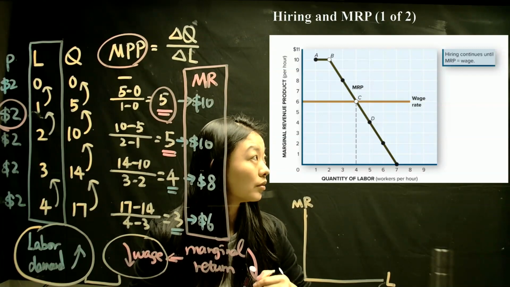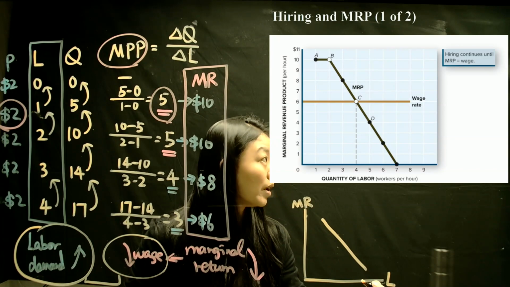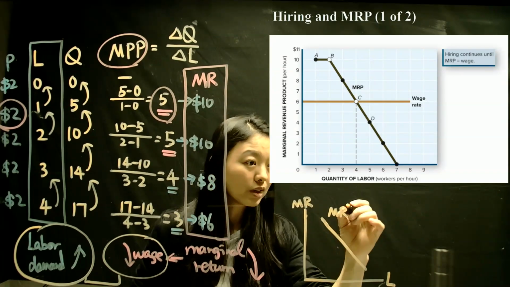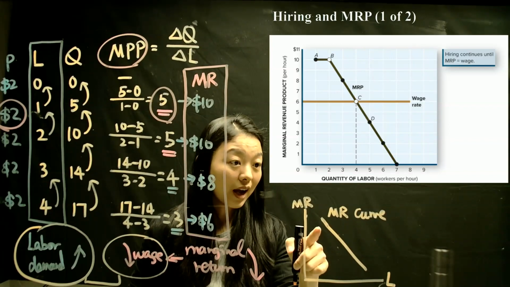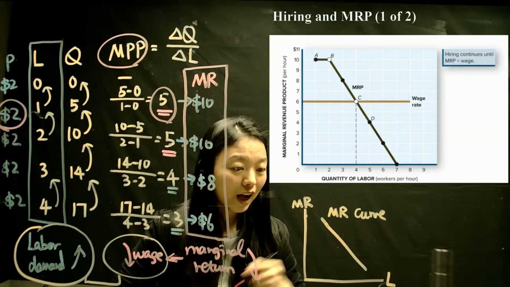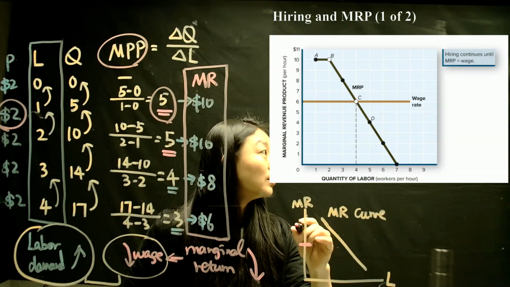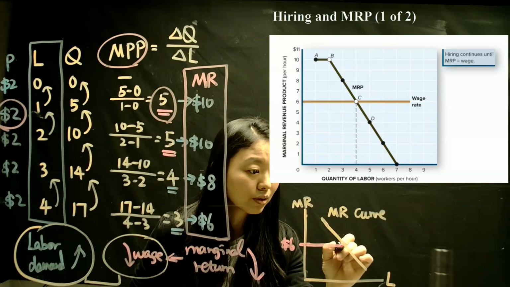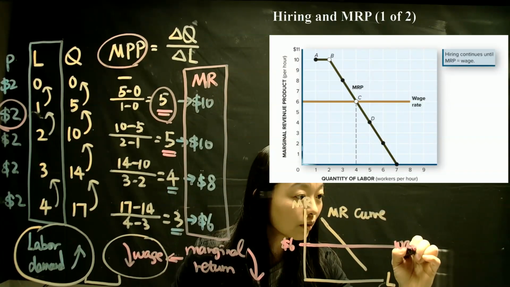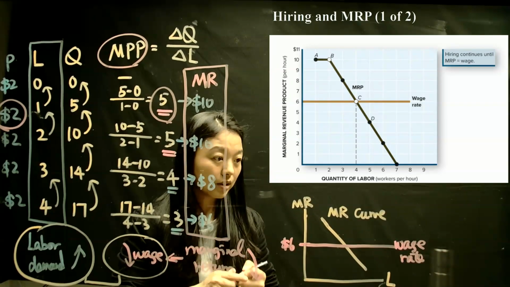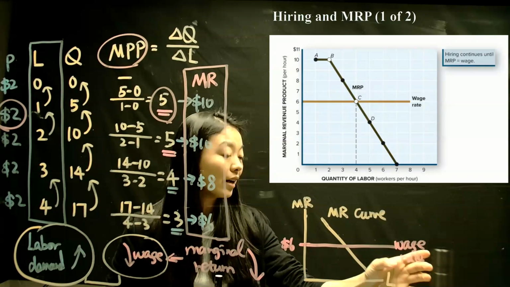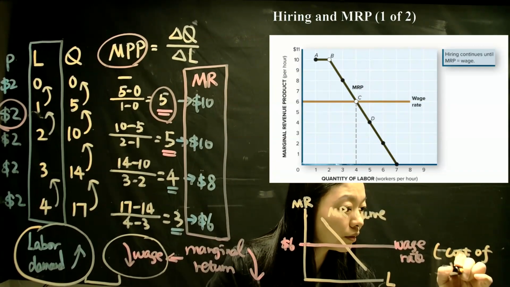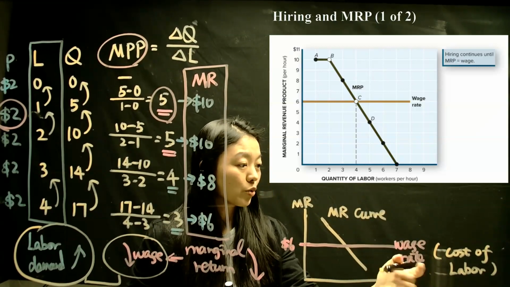So this shows the marginal return curve. As more workers are hired, the marginal return actually declines. And if now the wage level is at $6, you can just draw a horizontal line across it and mark this as the wage rate. The wage rate will be the cost that a firm needs to pay. You can treat this as the cost of labor.